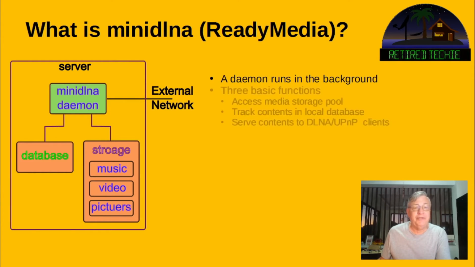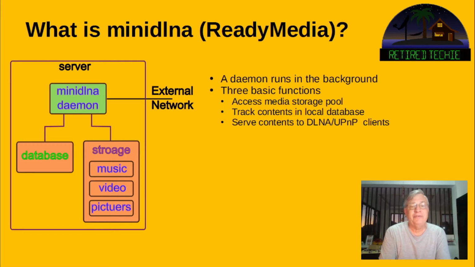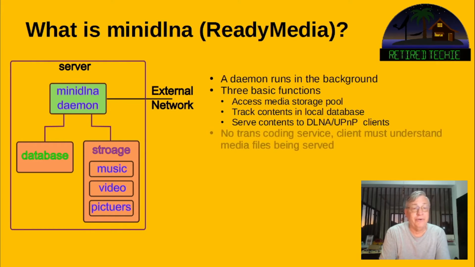It basically has three basic functions. So there are basically three functions to a miniDLNA. First, access your media storage pool. Second, track the contents of your media storage pool in a local database, which it creates. And then the third function is to serve the contents of your storage pool to any DLNA or UPnP, universal plug and play, clients that may be out on your network. And this is pretty much automatic. Well, at least on my Samsung TVs, it was pretty much automatic.